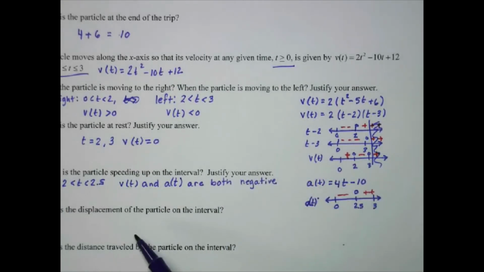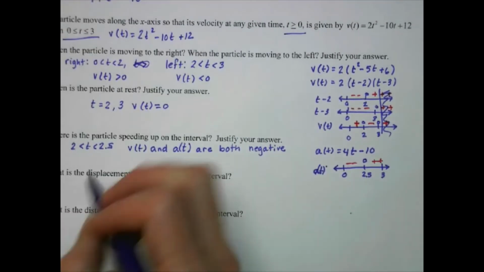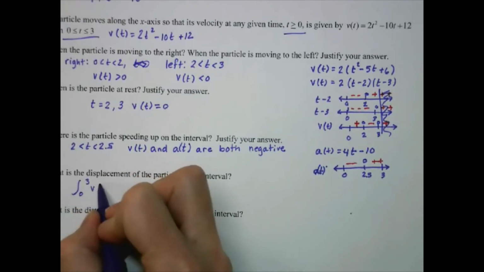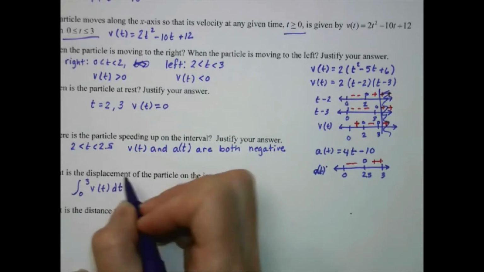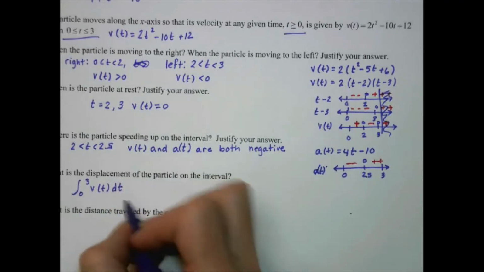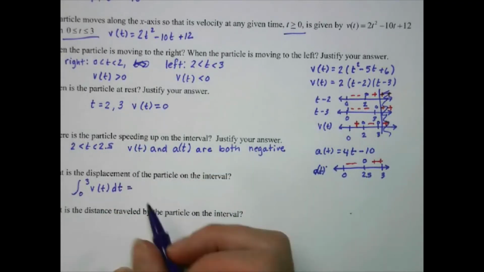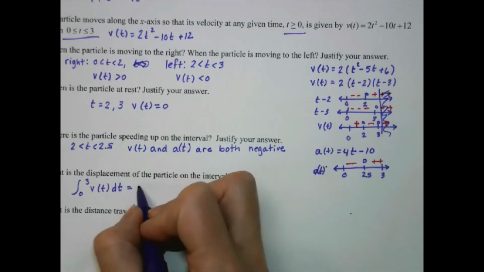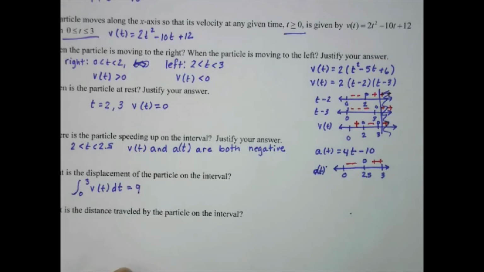Okay, what is the displacement on the interval? Displacement is just going to be the integral. On the graph before, we just used the area. Here we're going to use an integral. So it's going to be the integral from 0 to 3. Which you can use your calculator or just do a simple power rule. I'm just going to go ahead and jump to the answer is 9.